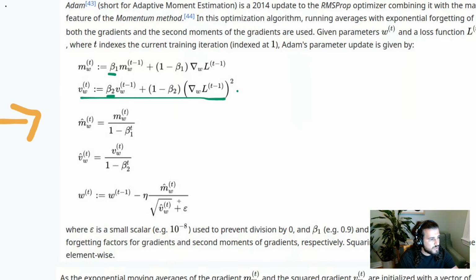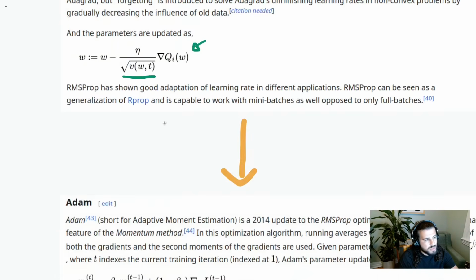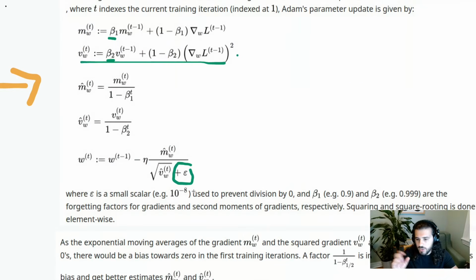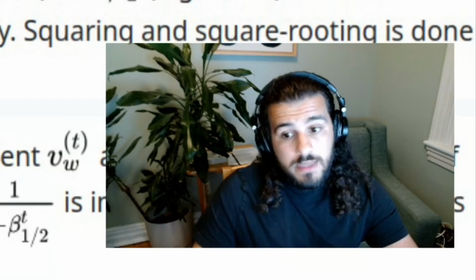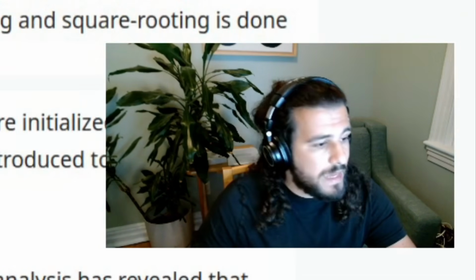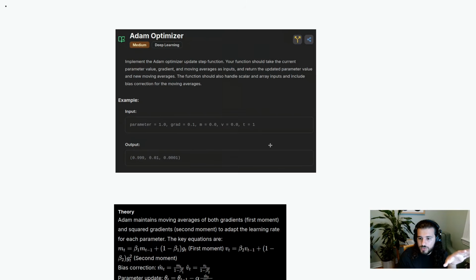And then these two are here, and then this little bit is the same thing as in RMSprop, right? It's just over there. The only thing that is added here is the epsilon, but you should have an epsilon everywhere, which is a small number to avoid dividing by 0. So that's that. That's the whole Adam. So I think we're ready to do the implementation.